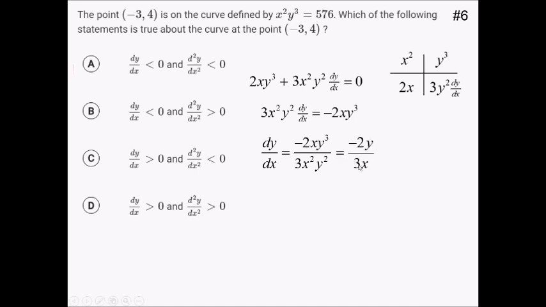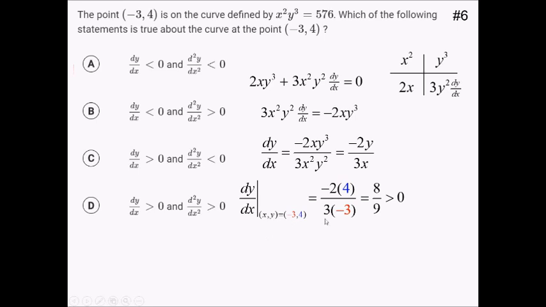And now, plugging in negative 3 for x, positive 4 for y, let's see what we get. So that's negative 2 times 4 in the numerator, and 3 times negative 3 in the denominator. So that's negative 8 over negative 9, which reduces to 8 over 9. Now, the most important piece of this is that this is a positive number. Therefore, we've narrowed it down to answer choices C and D. Let's go ahead and take the second derivative now and see which one of these we have to pick.